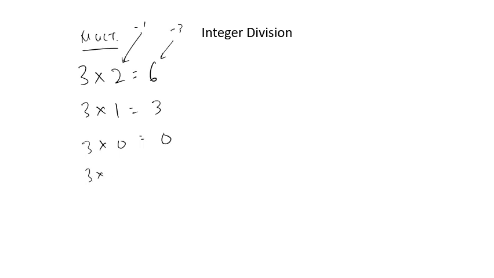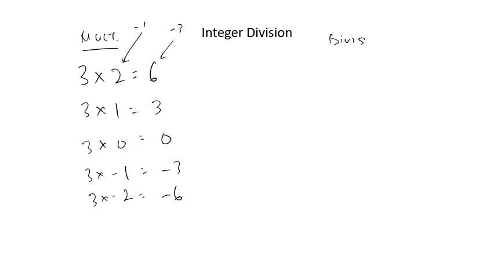So the next number in this pattern would be 3 times negative 1 equals negative 3. 3 times negative 2 equals negative 6. And so we can see, again, this factor decreasing by 1, this product decreasing by 3, and we get a positive times a negative equals a negative.